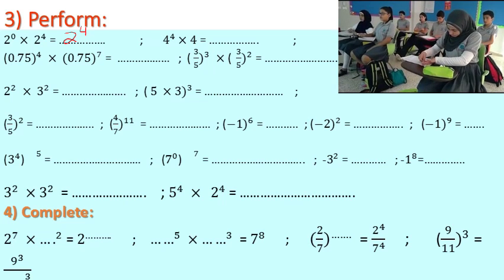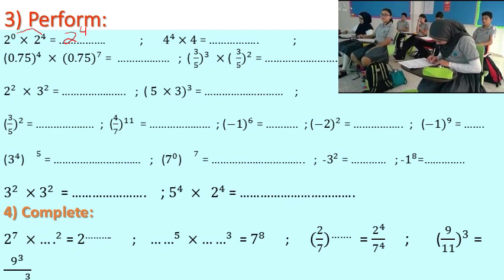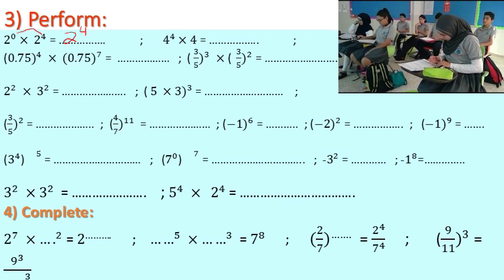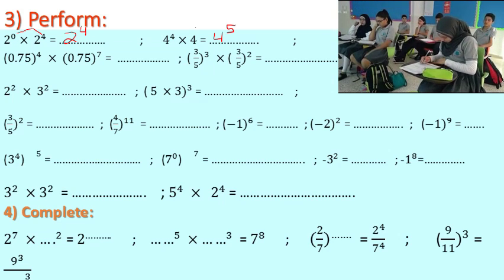Yes, because if we add the powers 0 plus 4, it gives us 4. Now, Muhammad, 4 to the power 4 times 4 equals 4 to the power 5. Why is it 4 to the power 5? Because 4 plus 1 gives me 5.